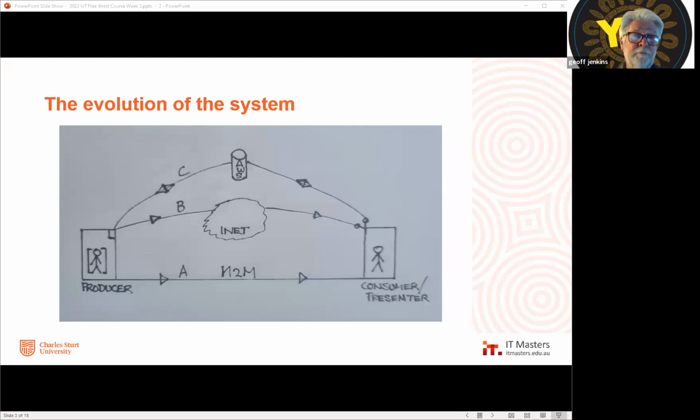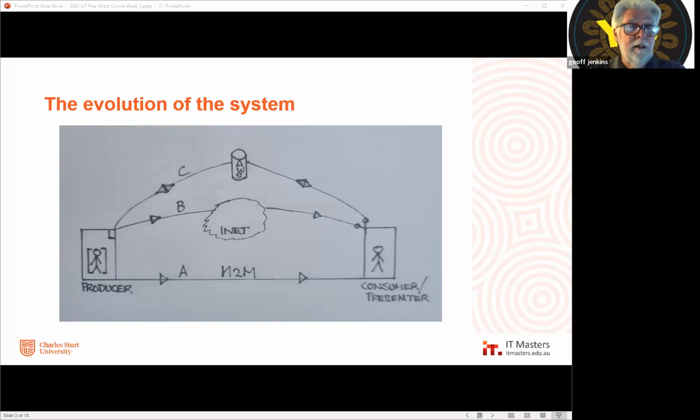So I drew this diagram, hand drew it actually. I don't know whether you can tell. The evolution of the system, I called it, and it's a sort of harbour bridge. It has three levels. I labelled the two ends producer and consumer. Those of you who write software will be familiar with that terminology. At the base level, we could call that M2M traffic, going from left to right, indicated by the arrows. Nothing much going back the other way.